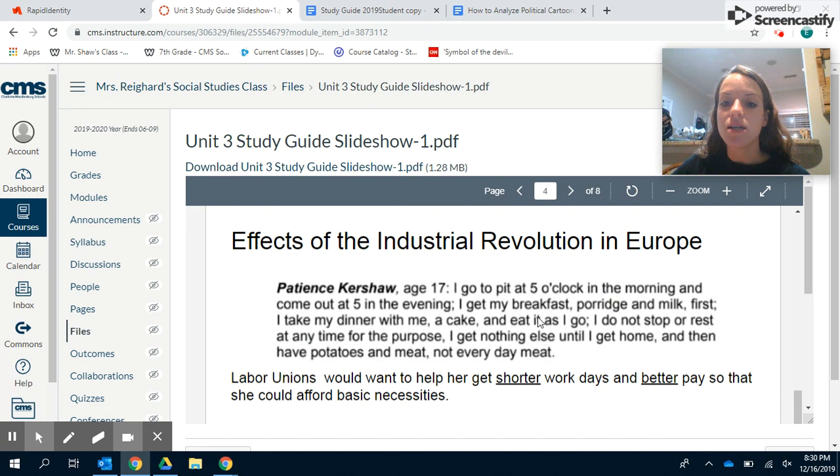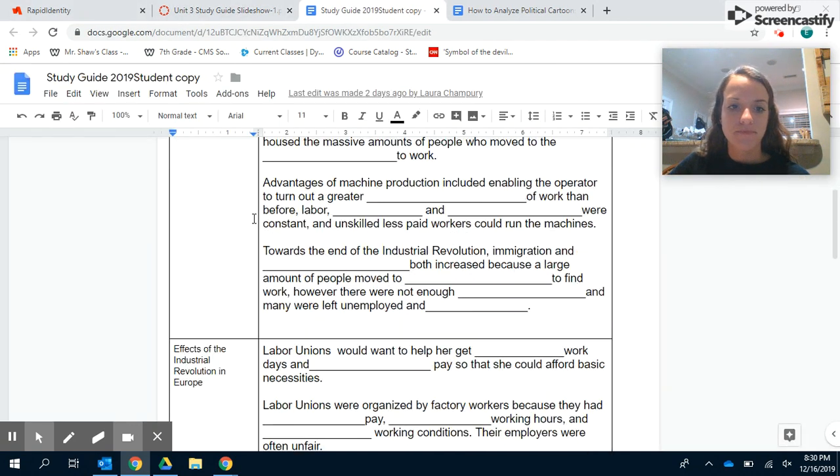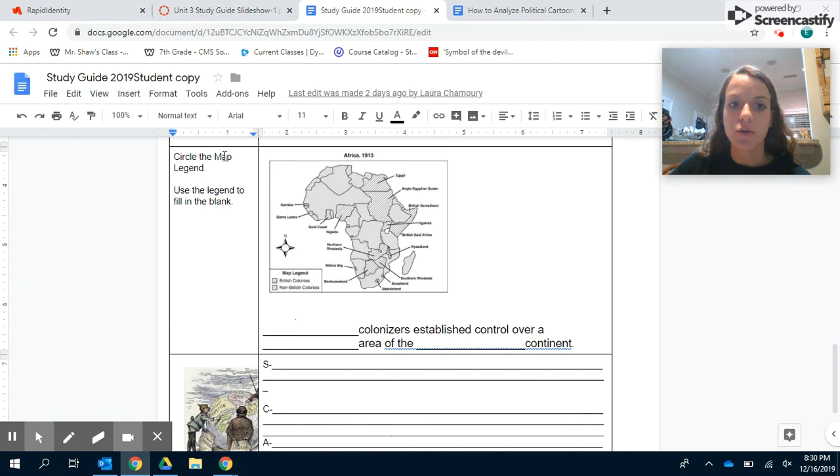This is not on your study guide, but you're going to want to review this quote and make sure you know that this goes with it. You're not going to see this on your study guide, but you do need to know this is the answer. You're going to see it again on your quizzes review game, so make sure you know this. One thing to note here, it says circle the map legend. A legend is a key, so you should circle this right here.